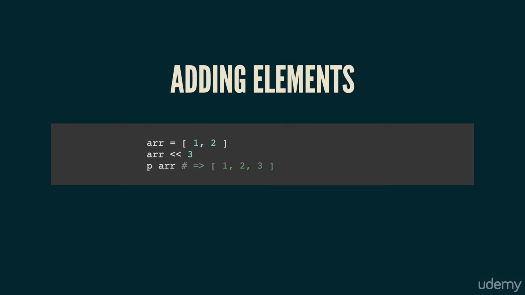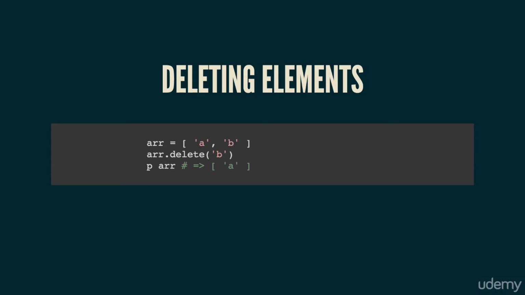It's possible, once we have created an array, to add more elements to it. To do this, we can use the less than operator. But note that when we're using the less than operator, also known as the append operator, we're actually mutating the array. Where there is an add, there is of course a delete. We can delete elements from our array by using the delete method and passing it an argument that is the element we actually want to delete.